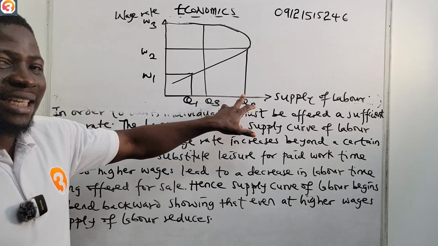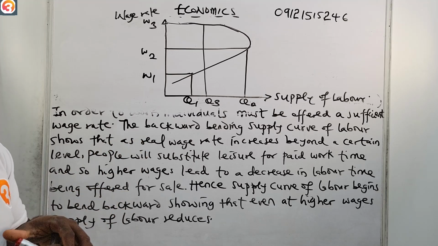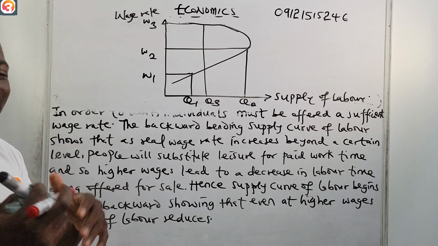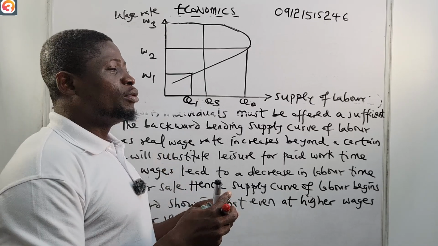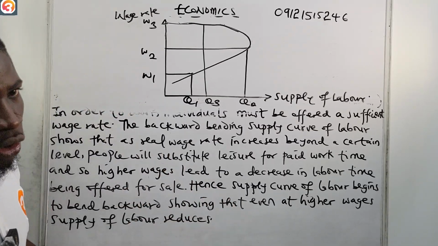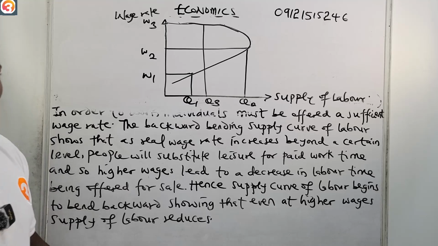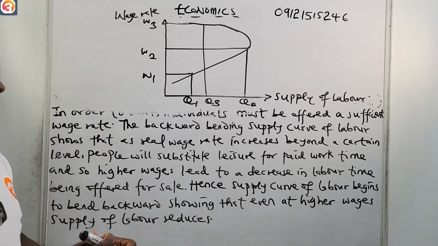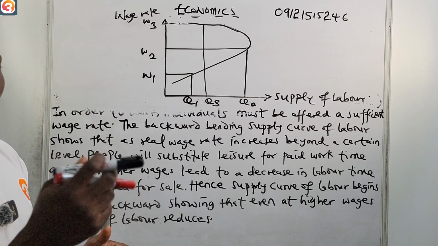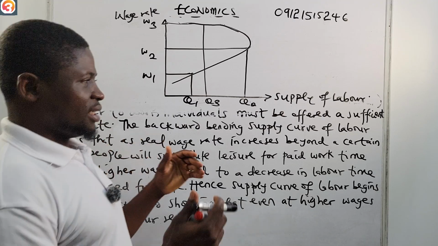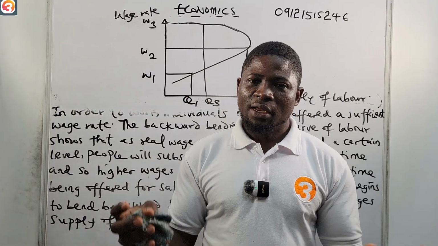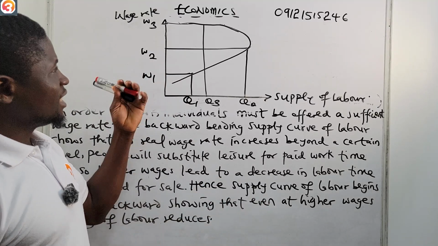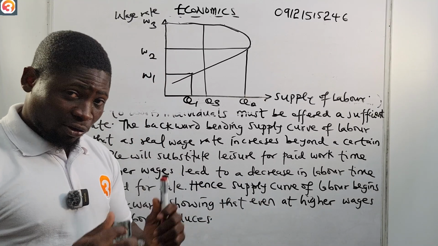It's as simple as ABC. That is the backward bending curve of supply of labor. As the wage rate increases to a certain level, people tend to work less and instead choose leisure. They substitute leisure for work. So that is the abnormal supply curve of labor, which we call the individual supply curve of labor. It's as simple as ABC. I'm sure that you understand that completely well.